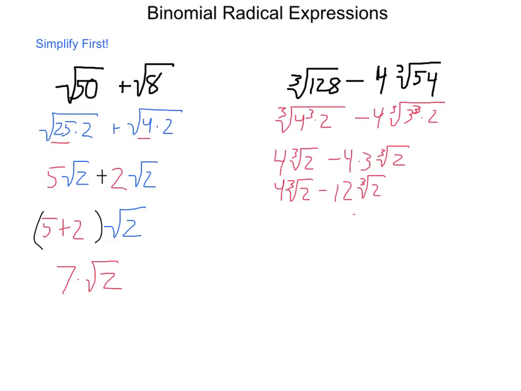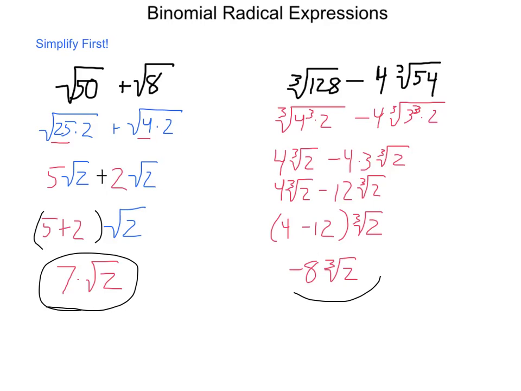I can factor out a cube root of 2, leaving me behind with a 4 minus 12. 4 minus 12 is negative 8, so I have negative 8 cube root of 2 when I go to simplify this. So these answers, 7 square root 2 and negative 8 cube root of 2, are simplified forms that are equivalent to what we started with.